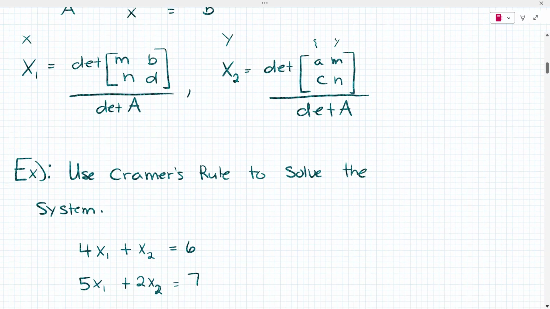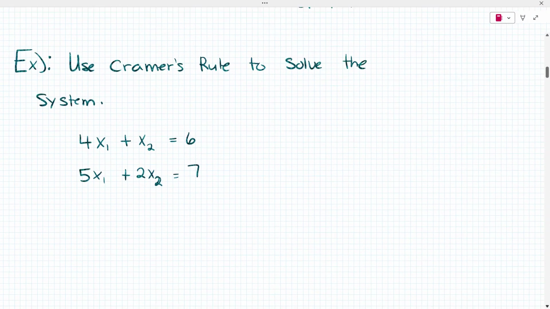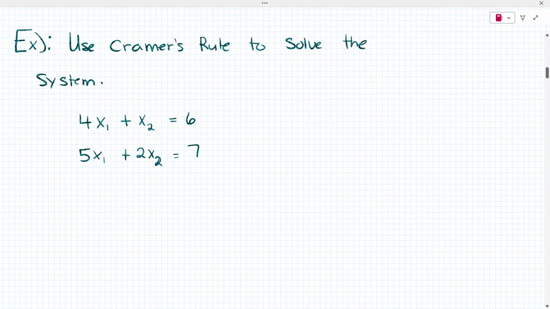So let's do this example. It says use Cramer's rule to solve the system of equations 4x1 plus x2 equals 6, and 5x1 plus 2x2 equals 7. Remember, x1 can also be expressed as x, and x2 can also be expressed as y.